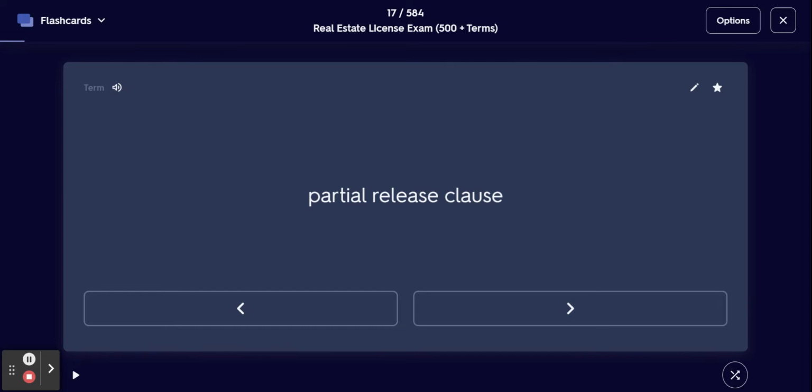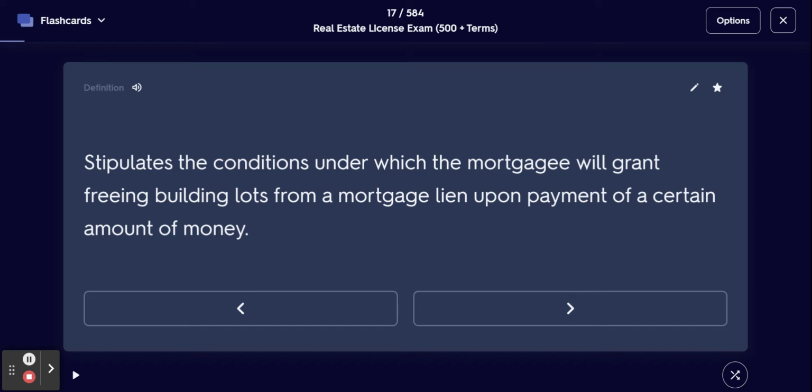Partial release clause. Stipulates the conditions under which the mortgagee will grant freeing building lots from a mortgage lien upon payment of a certain amount of money.